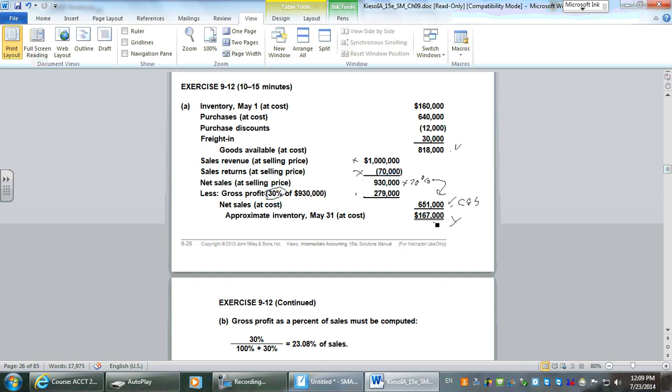No. But what are you going to do at the end of the year? Count the inventory, cost it out properly, and make sure you get the right cost of goods sold. Right, gross profit. Pretty exciting. Okay. What would you do if we didn't know the 30% on sales price?